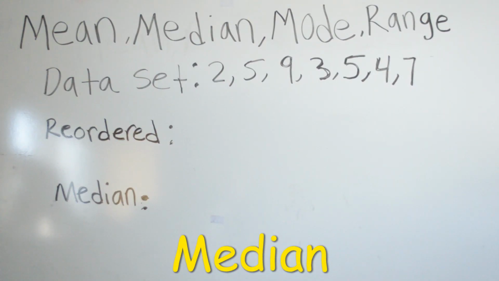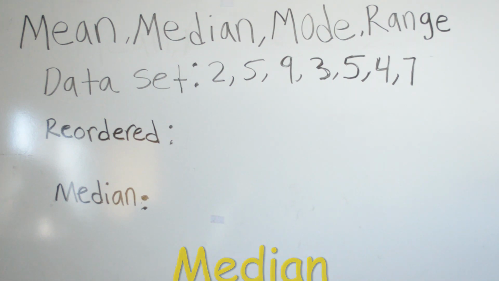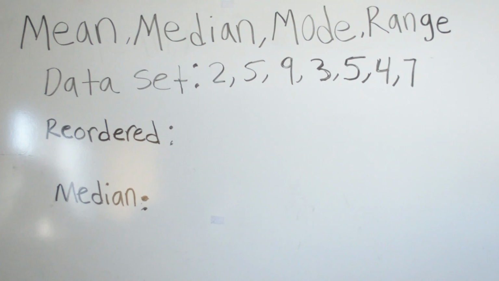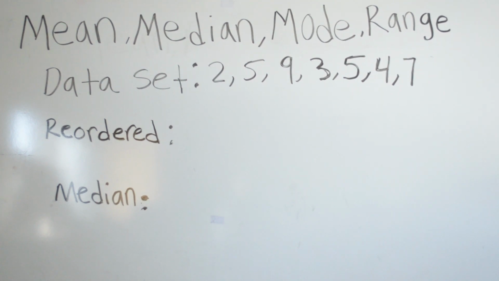The second thing we're talking about now is going to be the median. The median of a data set is dependent on whether the number of elements in the data set is odd or even. First, we order the data set from the smallest to the largest, from least to greatest. Then if the number of elements is odd, then the median is the element in the middle of the data set. If the number of elements is even, then the median is the average of the two middle terms.